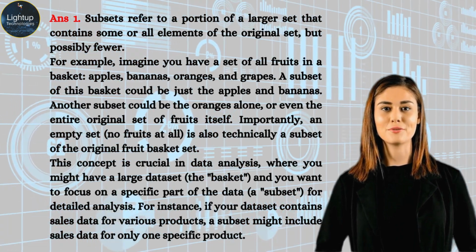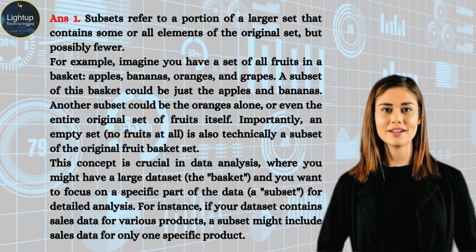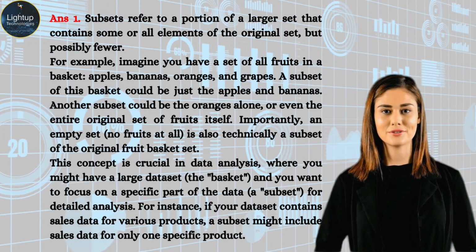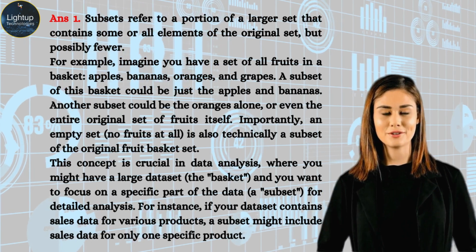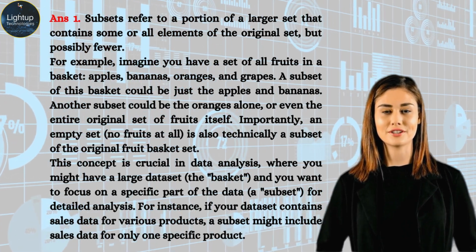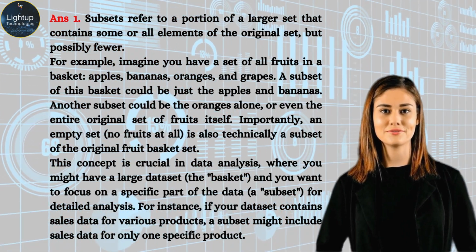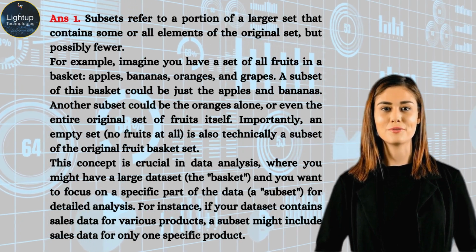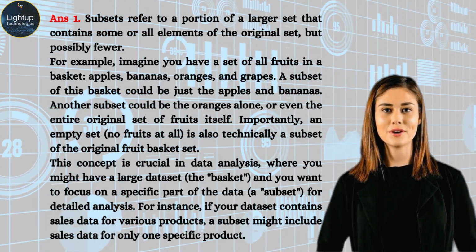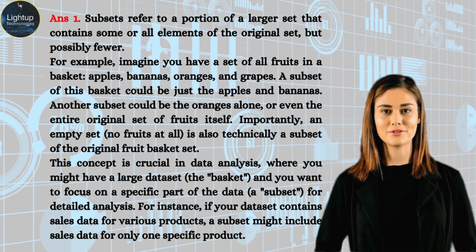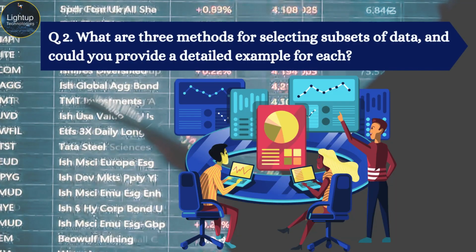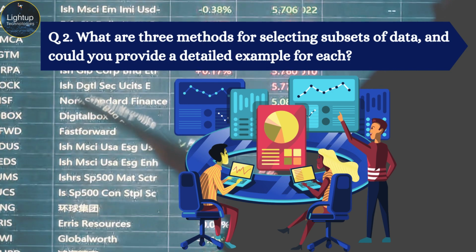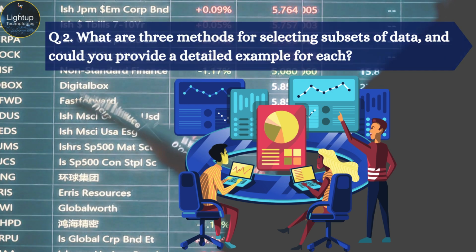This concept is crucial in data analysis, where you might have a large dataset, the basket, and you want to focus on a specific part of the data, a subset, for detailed analysis. For instance, if your dataset contains sales data for various products, a subset might include sales data for only one specific product. What are three methods for selecting subsets of data, and could you provide a detailed example for each?